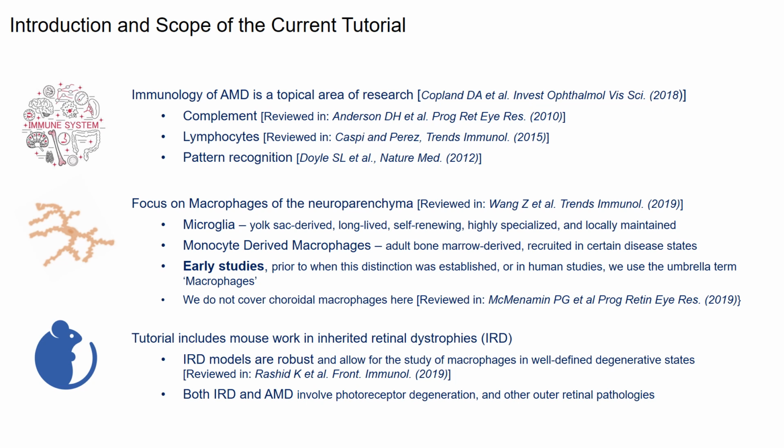These, of course, include microglia. We now know these cells to be yolk sac-derived, long-lived, self-renewing, highly specialized, and locally maintained. And this is distinguished from monocyte-derived macrophages, which are adult bone marrow-derived and recruited in certain disease states.